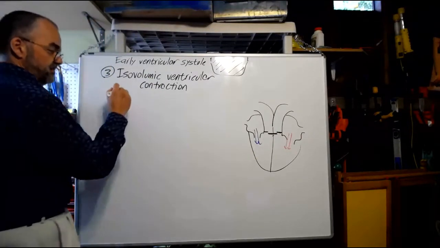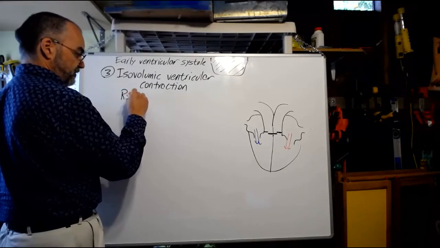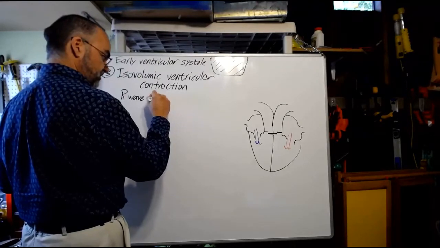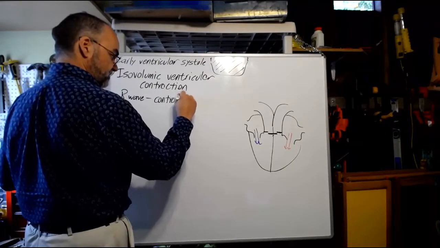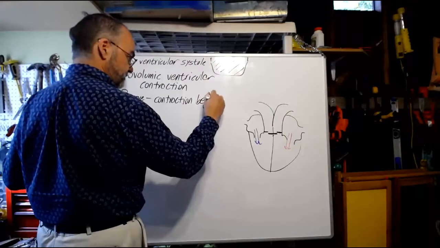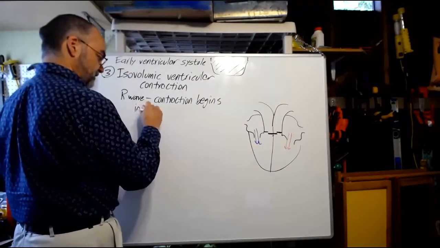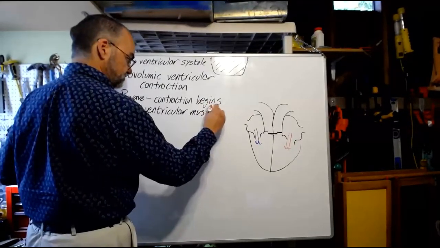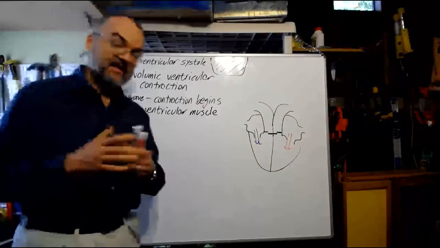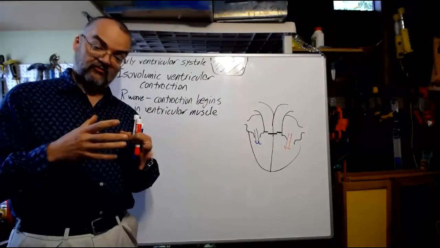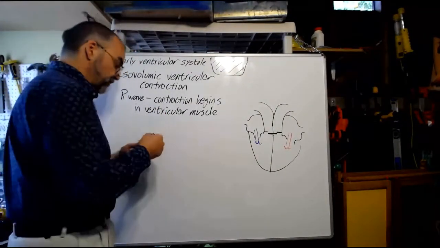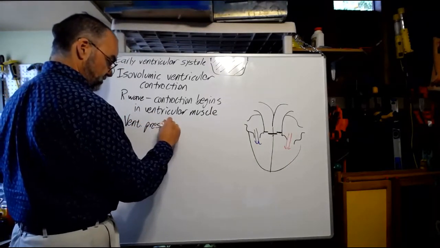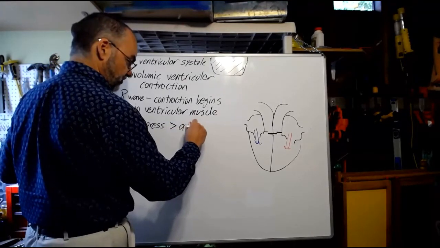So this begins with the R wave. The contraction begins in the ventricular muscle. So when that happens, the ventricles start to twitch. Remember, they're much stronger than the atria. So the first thing that happens is ventricular pressure rises above atrial pressure.